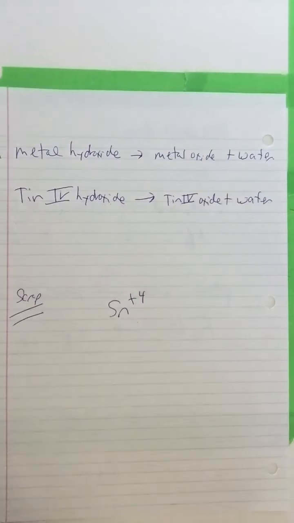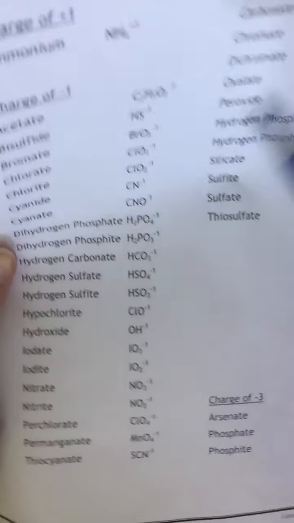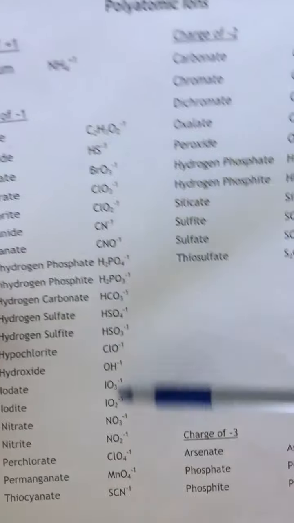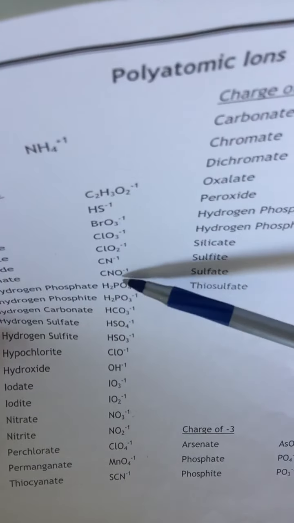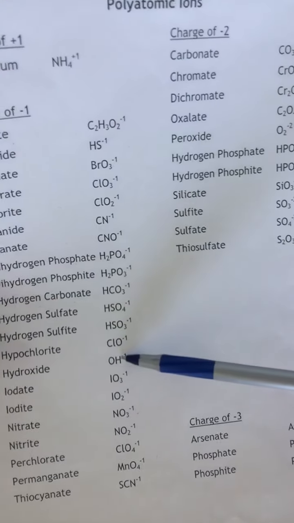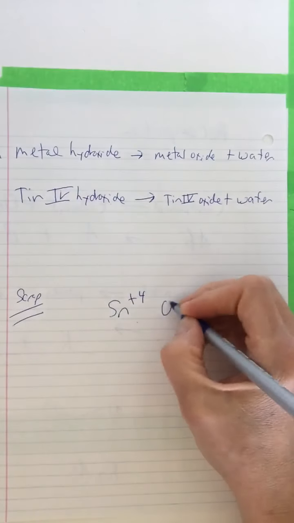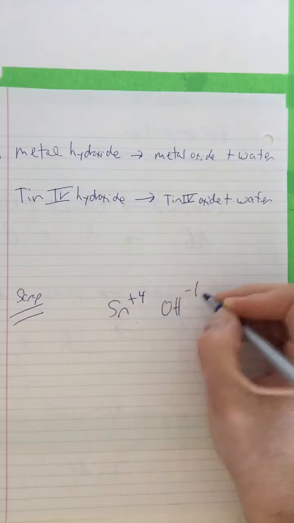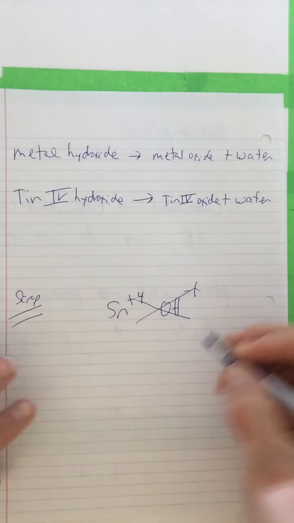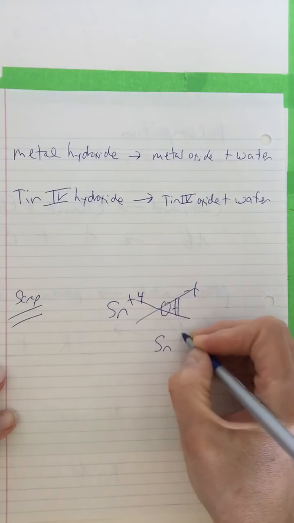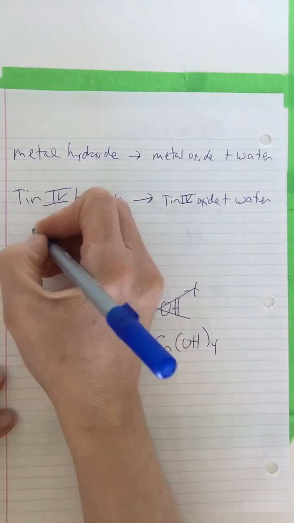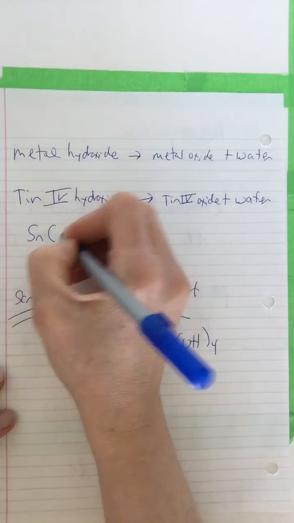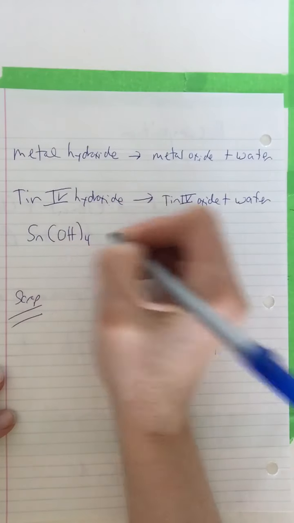Hydroxide, that's on the polyatomic sheet right here. OH, hydroxide, -1. Crisscross, what does tin 4 hydroxide look like? Sn, open the bracket, OH, close the bracket, 4. So that's tin 4 hydroxide, Sn(OH)4.